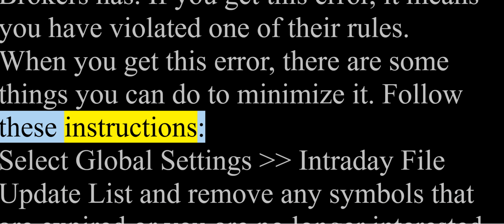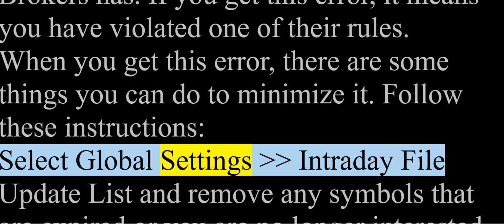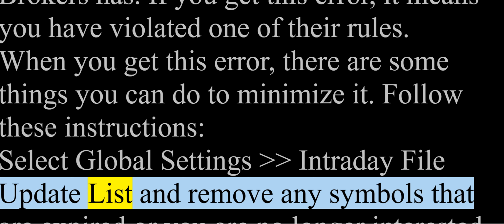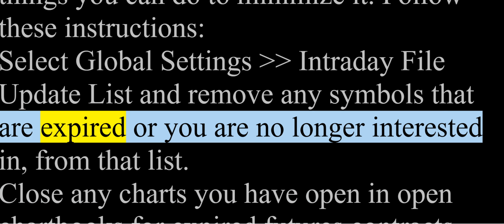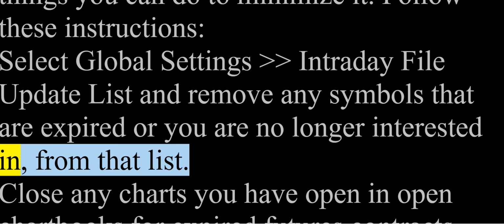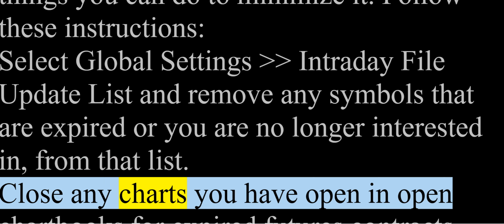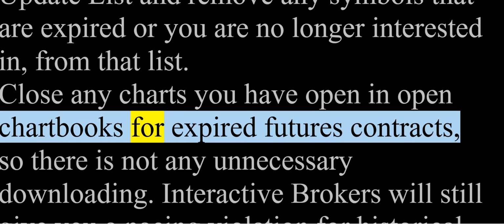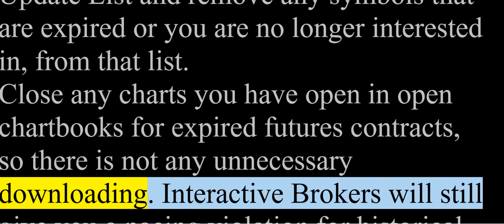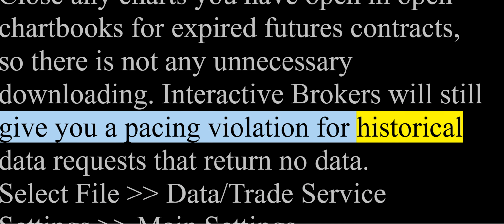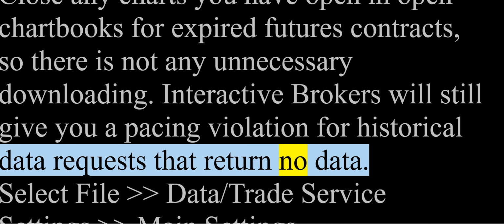Follow these instructions. Select Global Settings, Intraday File Update List, and remove any symbols that are expired or you are no longer interested in from that list. Close any charts you have open in Open Chart Books for expired futures contracts, so there is not any unnecessary downloading. Interactive Brokers will still give you a pacing violation for historical data requests that return no data.